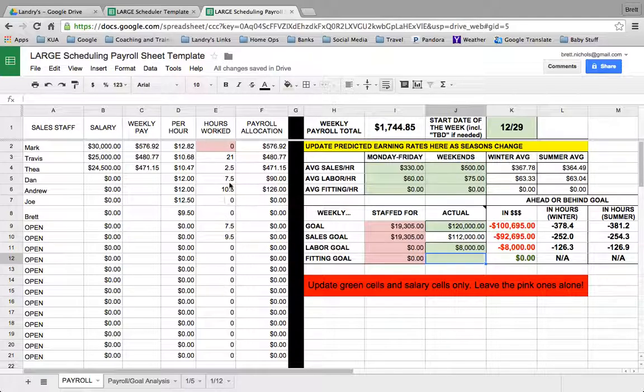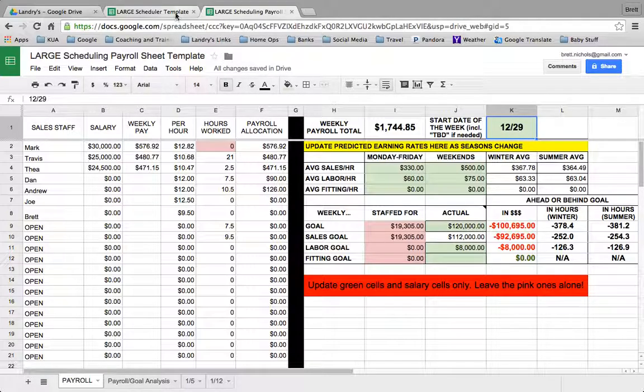We have our hours recorded in here, and based on pay rate per hour, that tells us how much we are budgeting or allocating toward payroll per week. So this is per person, and this big number up here is how much we are budgeting for weekly payroll. This number over here is the number that tells us which week of the schedule we are referencing from the scheduler.